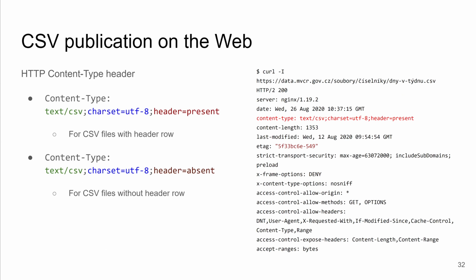Now, when you publish CSV on the web, you should, in your HTTP content type header, specify the encoding if you don't use UTF-8, but if you use UTF-8, it won't hurt anyone if you mention it explicitly. And the content type header also contains the header part, which says whether the CSV contains a header or not. So these are two different content types for CSV files with and without headers. So this was CSV and how it can look like and what to look out for.